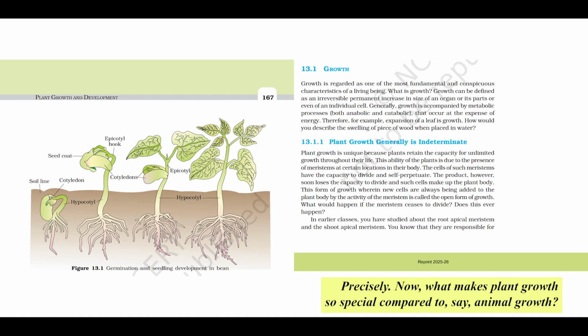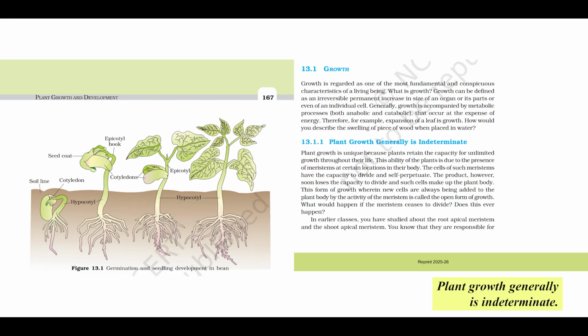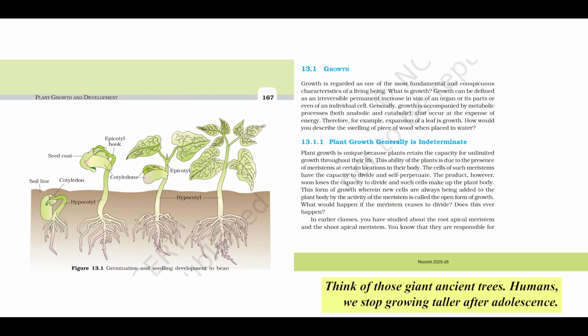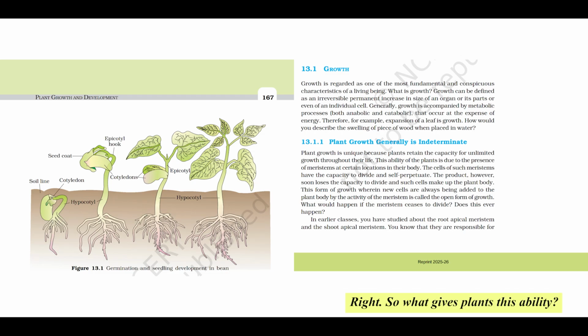Precisely. Now, what makes plant growth so special compared to, say, animal growth? Does a plant ever really stop growing? Some trees seem to grow forever. Exactly. That leads us to this unique feature. Plant growth generally is indeterminate. Plants have this amazing capacity for unlimited growth throughout their life. Think of those giant, ancient trees. Humans, we stop growing taller after adolescence. Right. So what gives plants this ability?